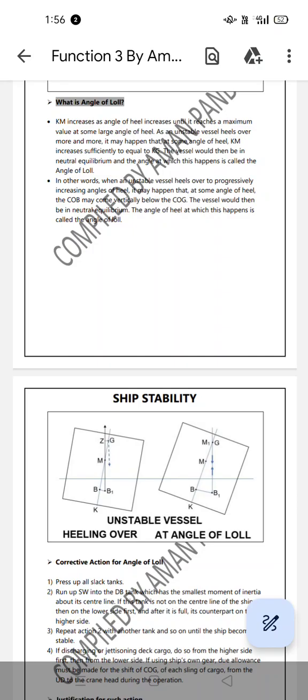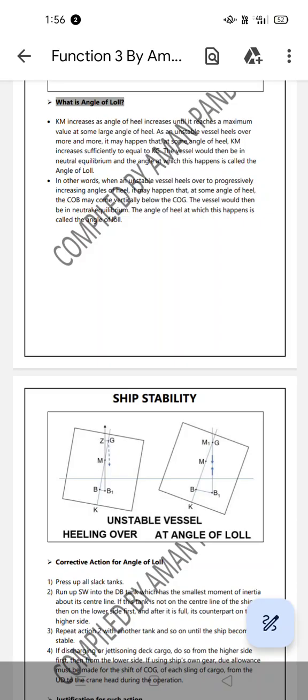KM increases as angle of heel increases. Again, it reaches a maximum value at some angle of heel, at an unstable vessel over which more and more it may happen. So the angle of heel is sufficient for KM to increase sufficiently to equal the KG. The vessel then reaches neutral equilibrium, and the angle at which this happens is called the angle of loll.